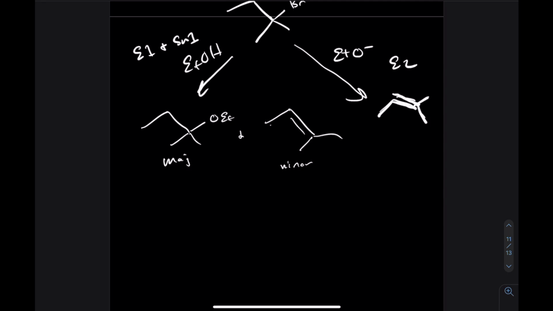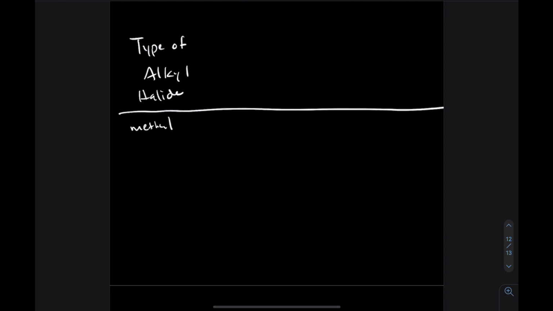All right. So let's now try to summarize. We have different conditions up here, whether you have a type of alkyl halide. All right, you can have methyl. You can have primary.